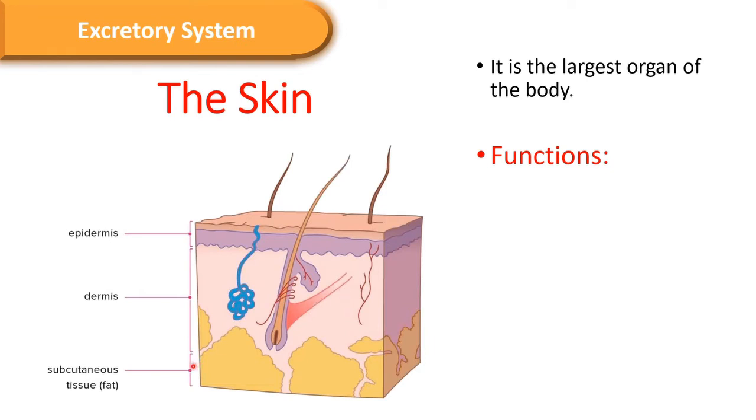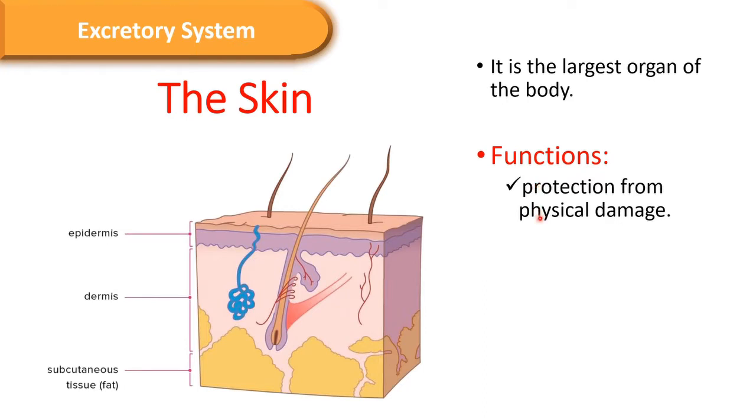And then we have your subcutaneous tissue, which is mainly fat. Your fat makes your body warm if it needs fuel. If your body feels cold, your subcutaneous fat is used as fuel or energy to make your body warm. Now let's go to the functions, or the things that your skin can do.